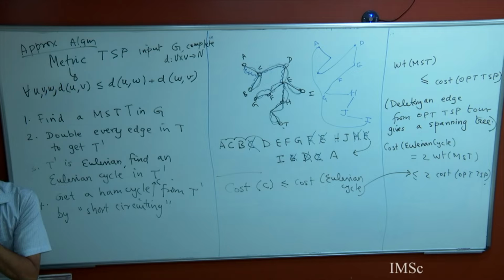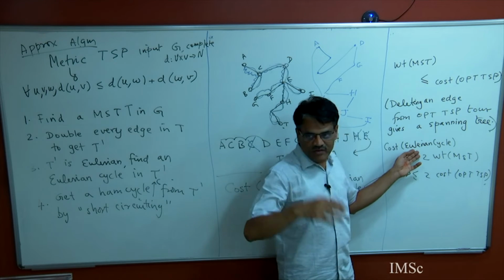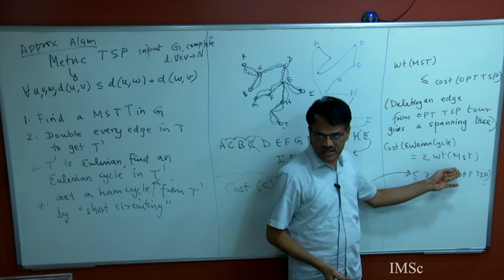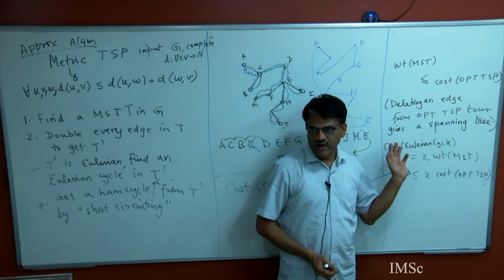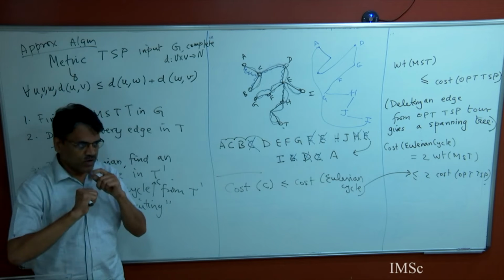Yeah, sure. It doesn't matter because the cost of the Eulerian cycle, since the Eulerian cycle visits every edge exactly once, it would be exactly this. That's all we are using anyway. And then we are doing this triangle inequality.